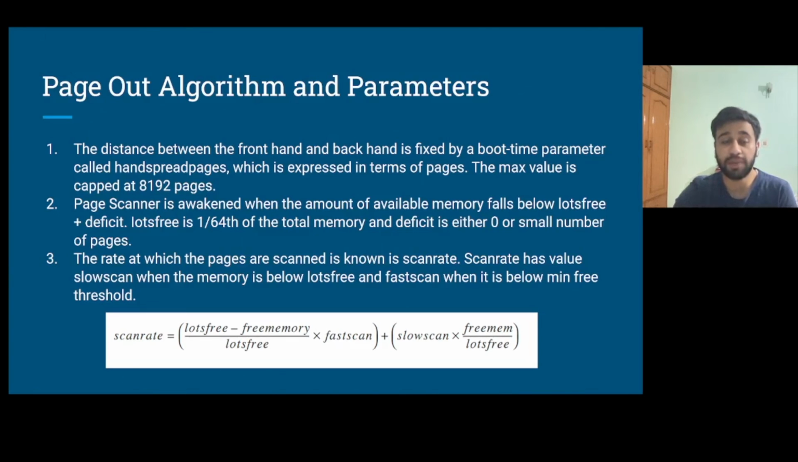The rate at which the pages are scanned is known as the scan rate. The scan rate has a value of slow scan when the memory is below lots free and fast scan when it is below the min free threshold. So the increase is linear with the decrease in the memory left with us.